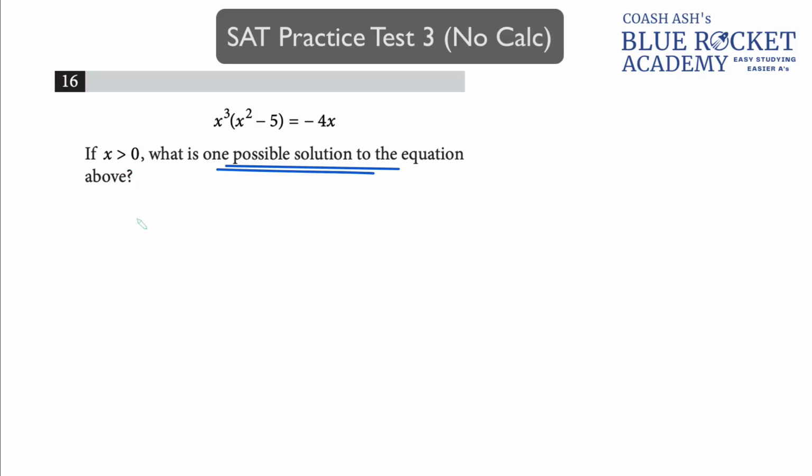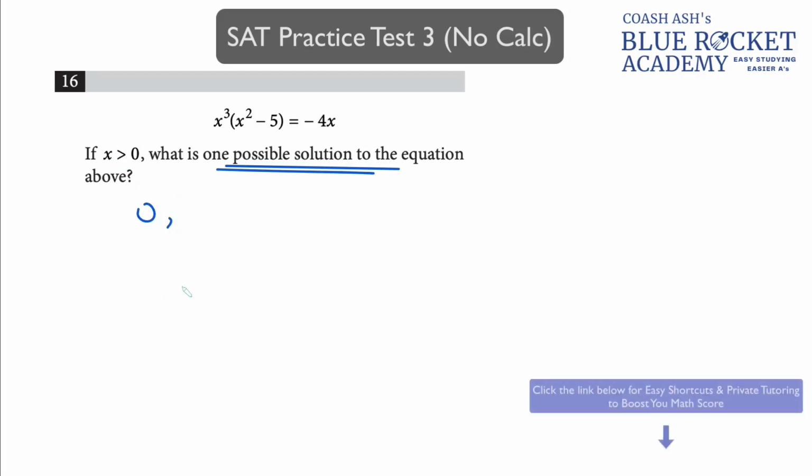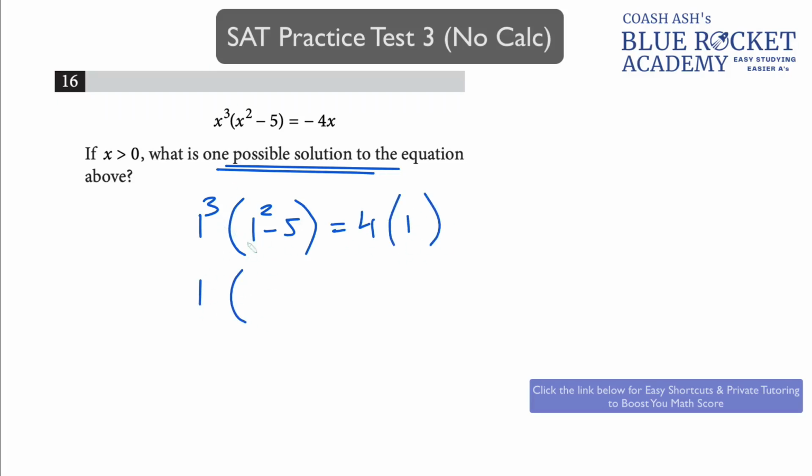So why don't we try 1? Remember, our most obvious answers are 0, 1 and 2. So does that work here? Let's see. 1 cubed times 1 squared minus 5 is equal to 4 times 1. So what do you get? 1 times 1, and my bad, there's a negative here. I forgot to put the negative. 1 minus 5 is equal to -4. So what is 1 minus 5? It's -4 is equal to -4.